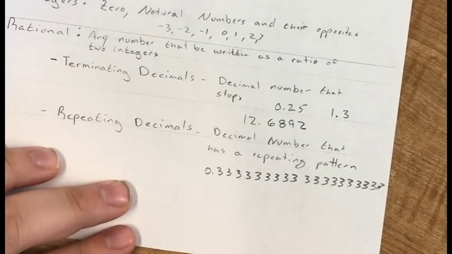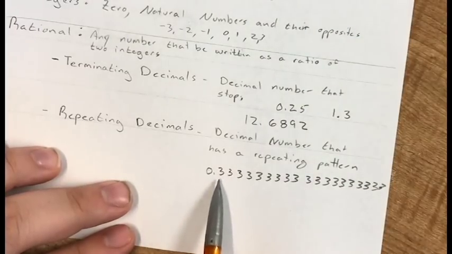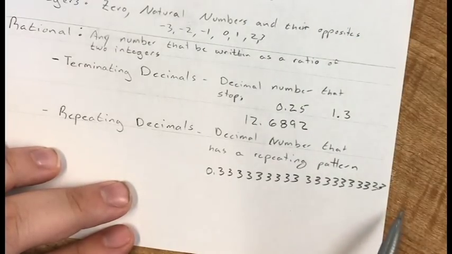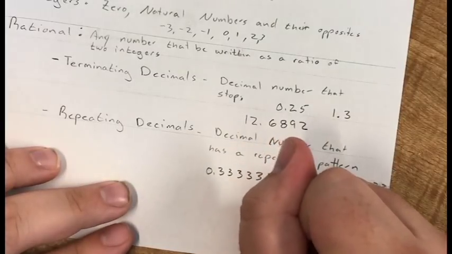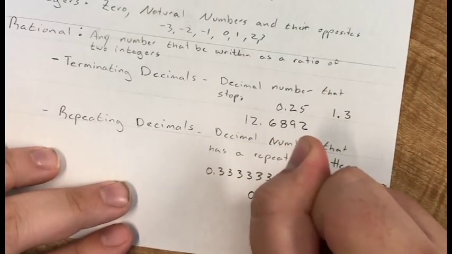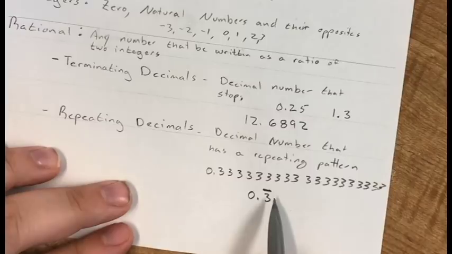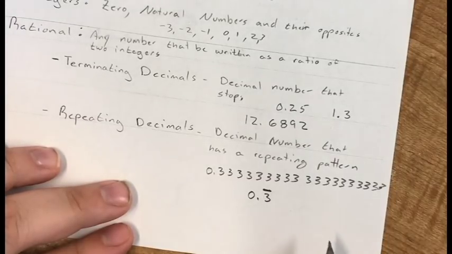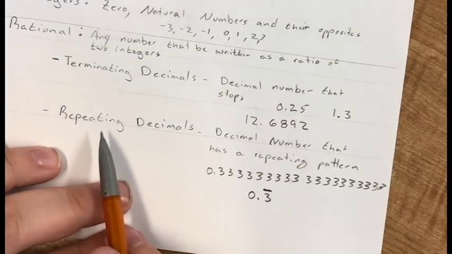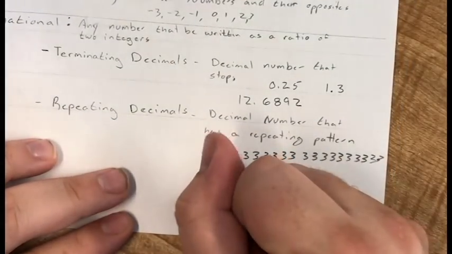Here is another example of a repeating decimal. Well, before I do that, we actually have a shorthand of writing this type of decimal, and it's 0.3 with a bar over it. This bar tells me that I'm repeating this number over and over again. So let's do another repeating decimal.